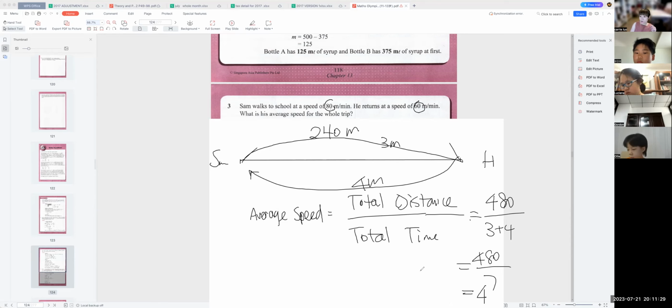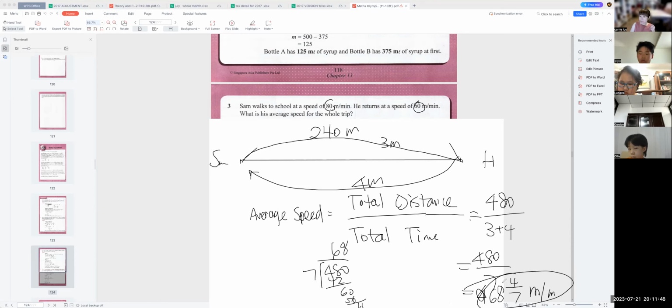So 480 divided by 7: 6, 7, 42, so 60. 7, 8, 56, so 4. So it's 68 and 4/7 meters per minute. That is the average speed. Yeah, I know, Gordon, very close to 70, but it's not 70.